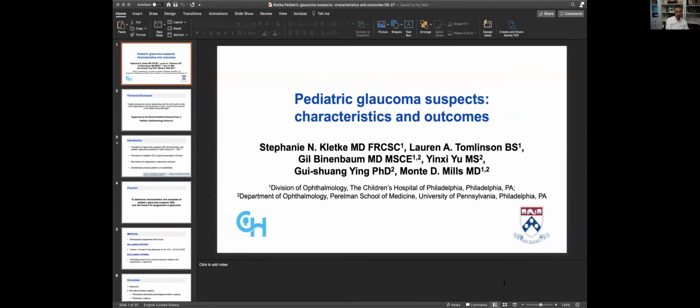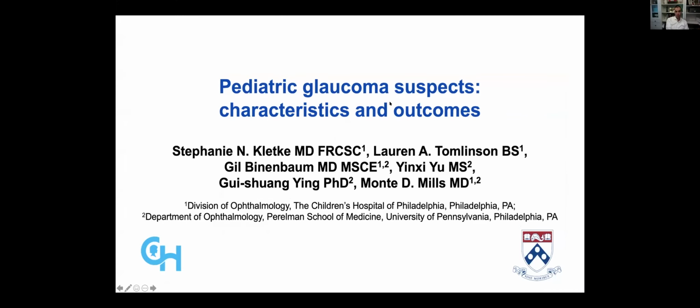Thank you very much, Dr. Law, for that great talk. We're going to move on to the next speaker, Dr. Stephanie Kletke, who will be speaking about pediatric glaucoma suspects, characteristics, and outcomes.